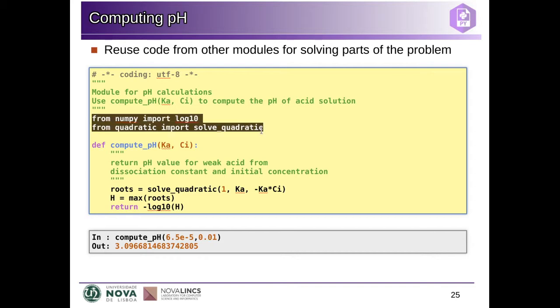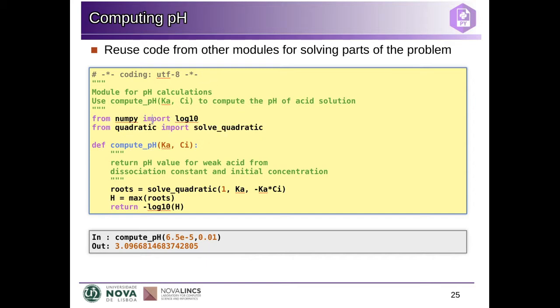Then it is conventional in Python that we do all the imports at the beginning of the module. Strictly speaking, we only need to do the import immediately before using whatever we are importing. But if we do all the imports at the beginning, it's easy to see the dependencies, what this module depends on existing so it can work. So here from the NumPy library, we are going to import the base 10 logarithm function. And from the quadratic module, the one we created a while ago, we're going to import the solve quadratic function.